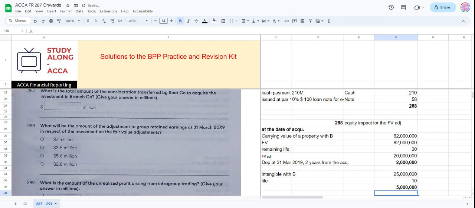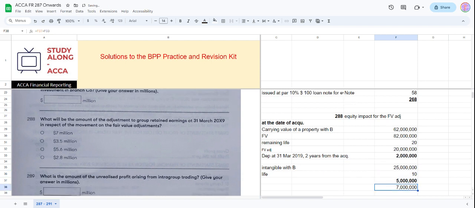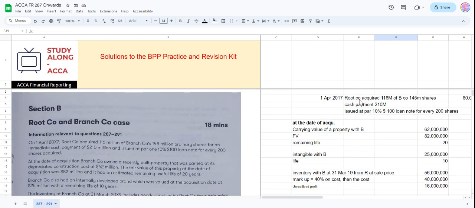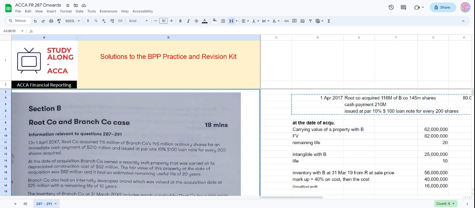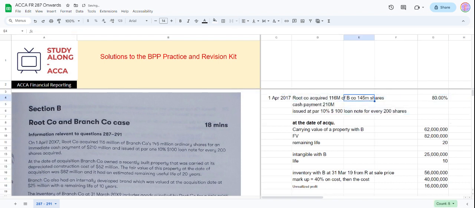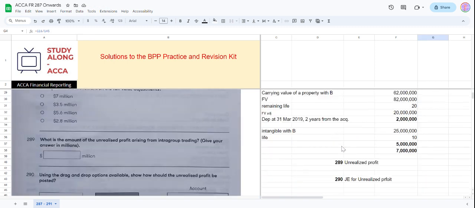we will take it for 2 years. So on the equity, the total will be 7 million. But then our ownership is how much? Only 80%, that we saw earlier, that they acquired 116 million of 145. So 116 divided by 145 is 80%. So 80% they have acquired.